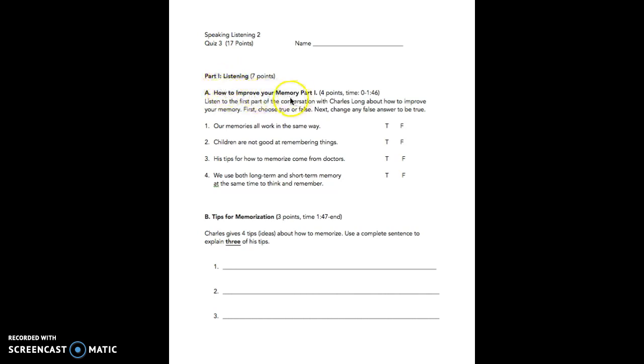to improve your memory. Listen to the first part of the conversation with Charles Long about how to improve your memory. Remember to choose true or false. Next, change any answer to be true. So those directions are important. You don't only choose true or false, you also change the false answers to make them true. So there's 2 things that we have to do when we listen. So we're going to listen to this together. Let's do it now.